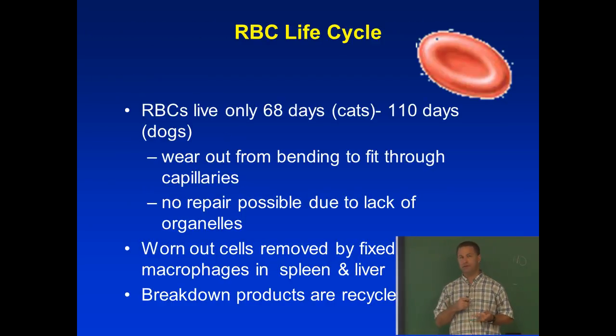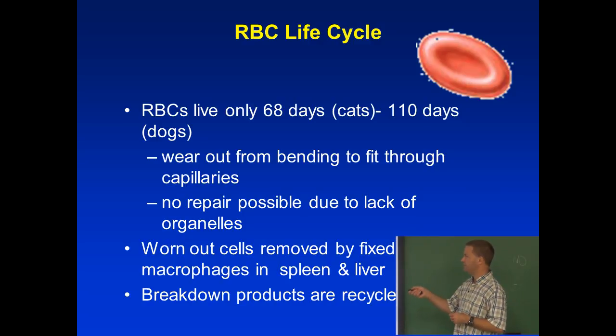Okay. So the life cycle of red blood cells is a hard one. They don't live very long because they don't have much in the way of organelles. So depending on species, they can live for as little as 68 days in cats, to 110 days in dogs, all the way up to 150 and 160 days in some livestock animals. In humans, it's about 120 days. So they're not living very long.